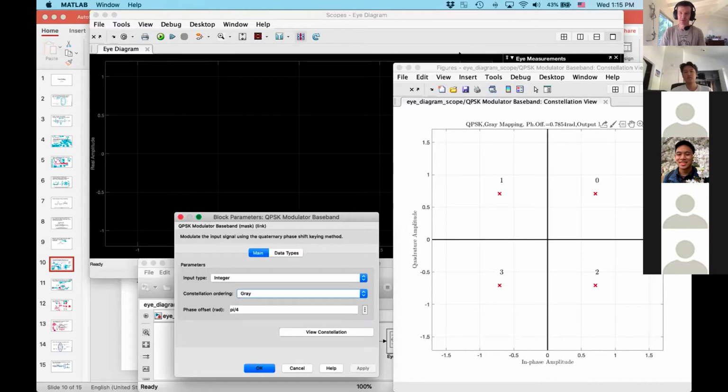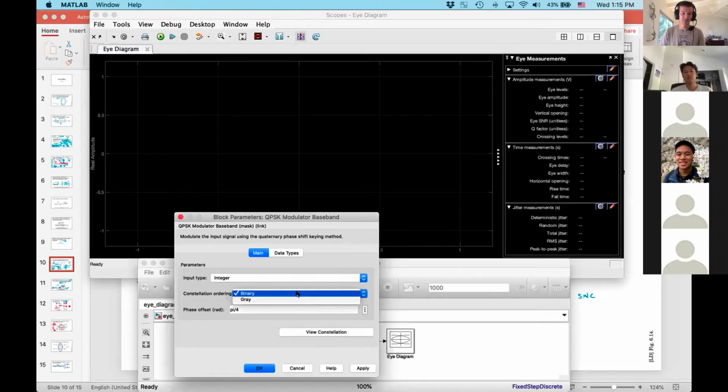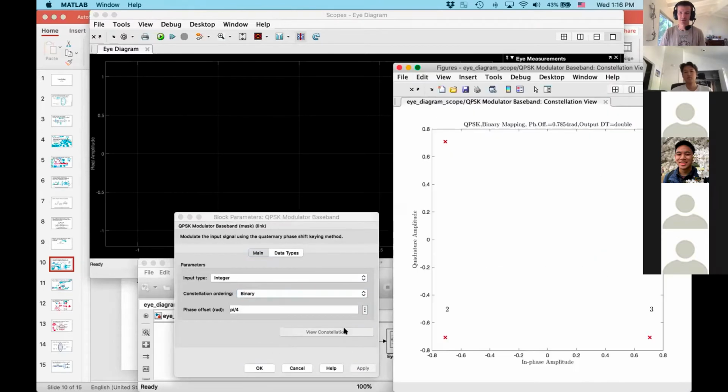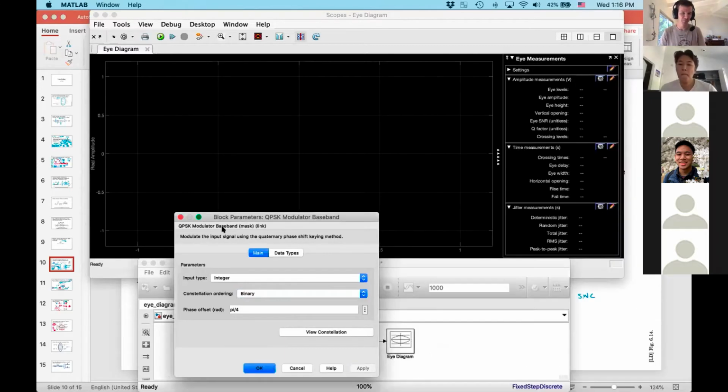So a fun little tidbit there. In fact, if I change this to the other option and view the constellation, close, binary, apply, constellation. Yeah, so now it's 0, 1, 2, 3. So kind of like the just counting way. But that is technically more likely to lead to more bit errors than the gray coding. Okay, doesn't really matter for us.